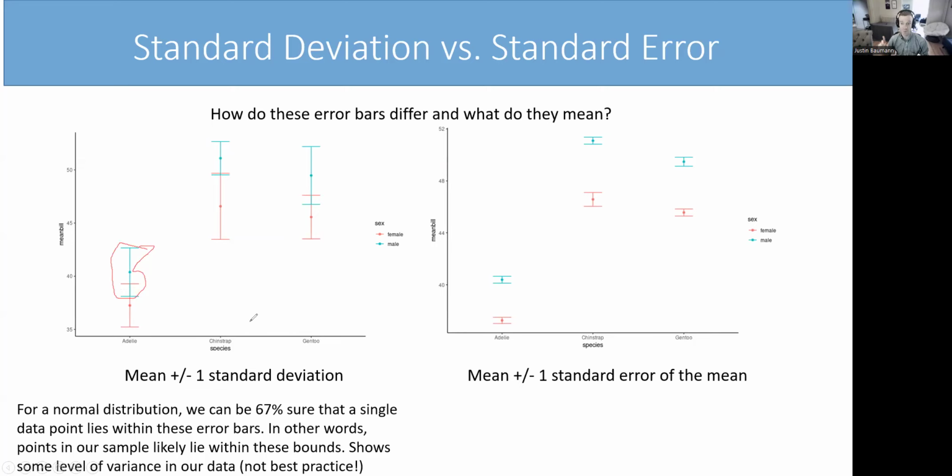I can be 67% sure that any value within my population lies in there, versus I can be 67% sure that the mean response lies within these error bars, right? So I'm pretty sure there's a mean in here. I'm pretty sure there's a point, any point in here. So standard deviation and standard error have different reasons to be on your graph.